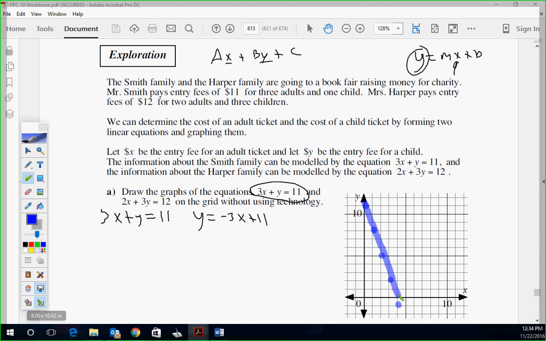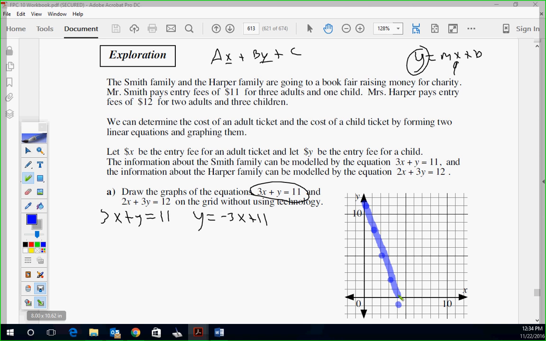Why did I stop? Why do I not have arrows here? We can't go into negative because that would represent negative people, right? And then I also can't go negative the other way either. So we can't do negative x's or negative y's because we can't have negative people. So that's why I stopped on these graphs.